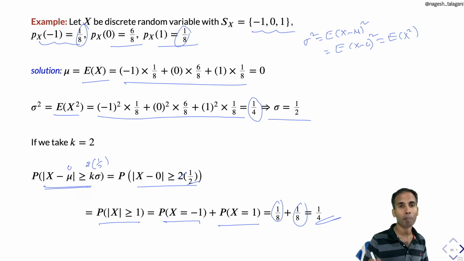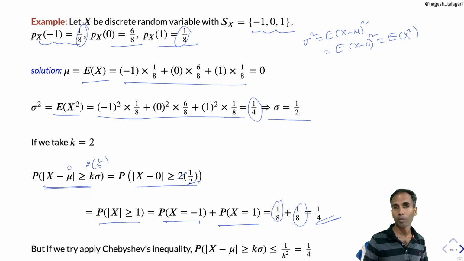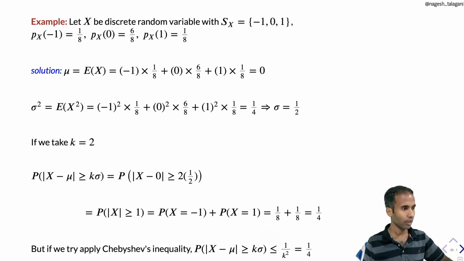But if you try and apply Chebyshev's inequality, you would say that this probability is less than or equal to 1 by k square. From Chebyshev's inequality, this probability will be less than or equal to 1 by k square. Here k equal to 2, so it's going to be 1 by 4. So here this bound is attained. The bound we are giving using Chebyshev's inequality is actually equal to the actual probability. So sometimes these bounds can be very tight.